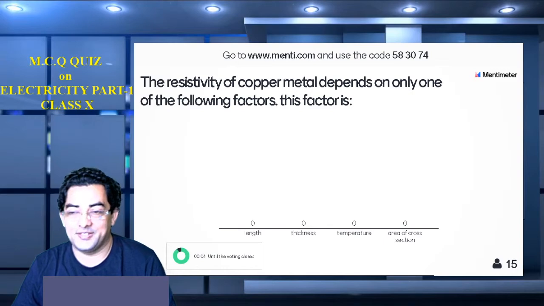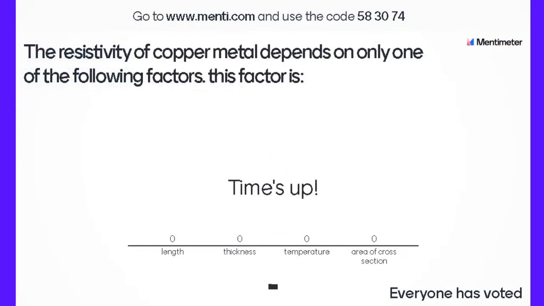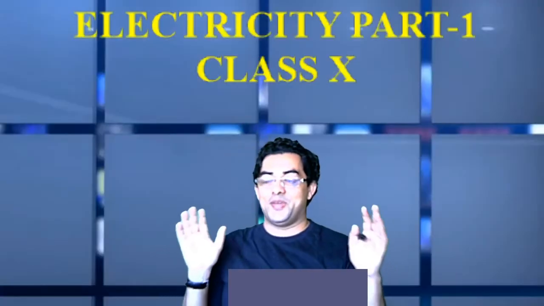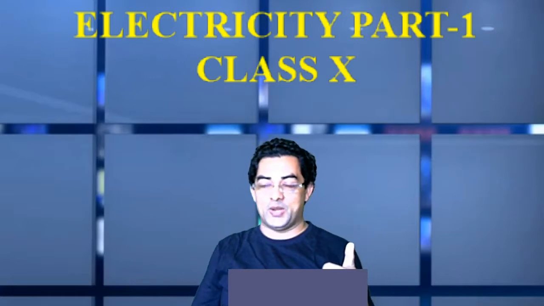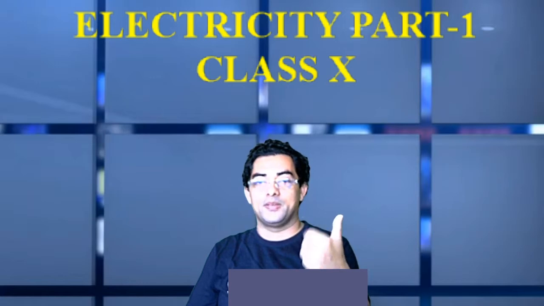Last few seconds. Then we will disclose the answer. 3, 2, 1, and the scores are this. 13 of you got it right, but then 3 of you got it wrong. Oh God. No. Listen carefully. मैंने आपको पहले ही बोला था रेजिस्टेंस किस पे डिपेंड करता है? लेंथ. Resistance depends on length, area of cross section, temperature, and the nature of material.